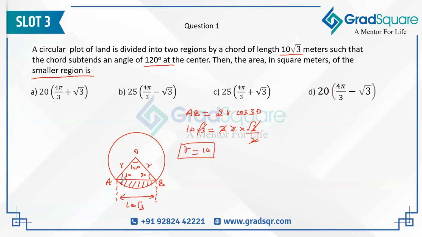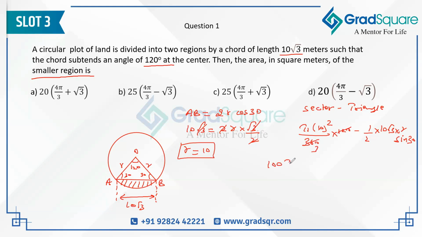Now, in order to find the area of this smaller segment, what we need to do is find the sector area minus the area of the triangle. So sector area minus the area of the triangle is what we are going to look at. Now, sector area, because it is 120 degrees, will be pi r square divided by 360 into 120. That will be the sector area minus the area of the triangle, which is half into base length 10 root 3 into height r sine 30. This will be the length, right?